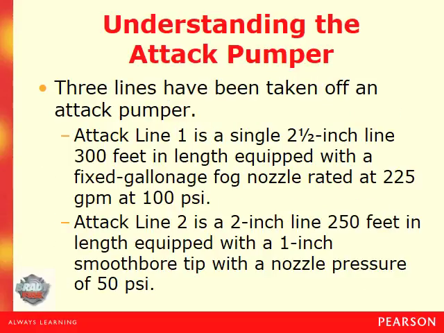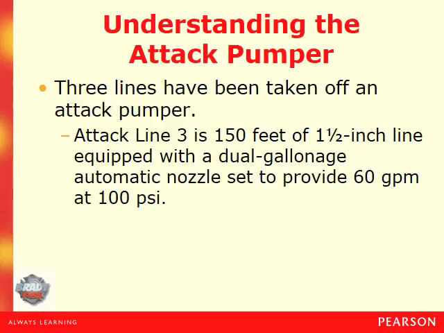3 lines have been taken off an attack pumper. Attack line 1 is a single 2.5-inch line that is 300 feet in length, equipped with a fixed gallonage fog nozzle rated at 225 gallons per minute at 100 psi. Attack line 2 is a 2-inch line, 250 feet in length, equipped with a 1-inch smoothbore tip with a nozzle pressure of 50 psi. Attack line 3 is 150 feet of 1.5-inch line, equipped with a dual gallonage automatic nozzle set to provide 60 gallons per minute.